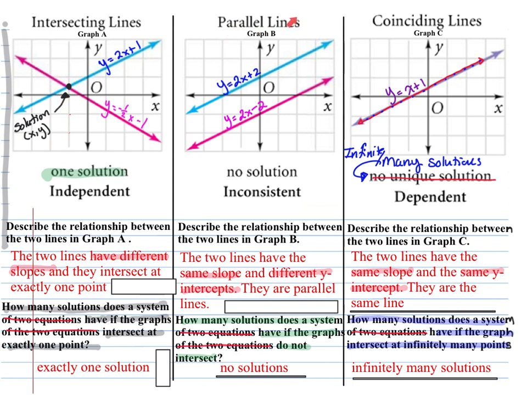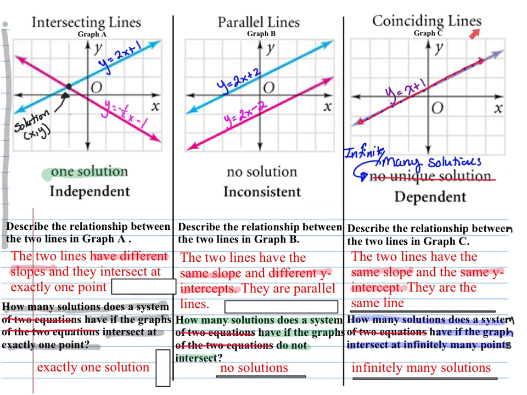If we're looking at the parallel lines here, parallel lines never cross, and parallel lines have the same slope and different y-intercept. This is why I wrote down that the two lines have to have the same slope and different y-intercept. That means they're parallel. Parallel lines have no solution. That means they have no answer.